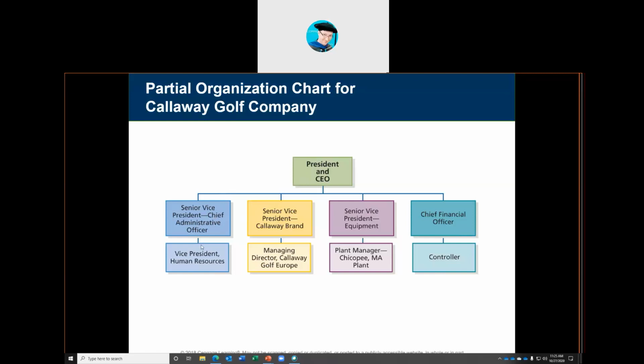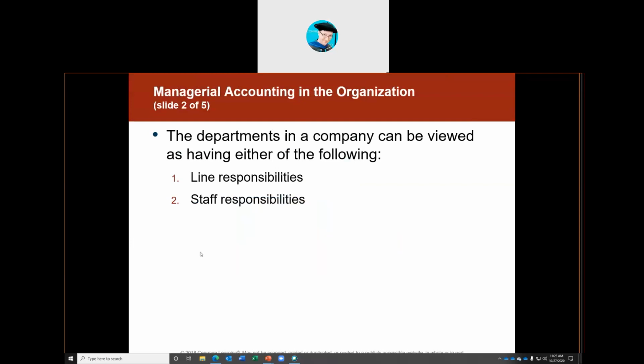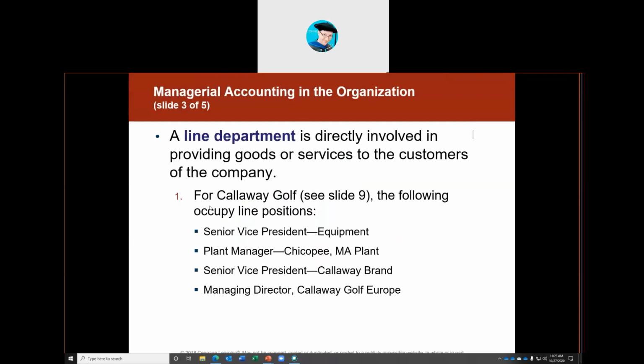That's the important thing to understand here. So each department typically has line responsibilities and staff responsibilities. Line responsibilities or line departments are directly involved in providing goods and services to the customers. For example, the line positions in the organizational chart that we just saw would be your vice presidents and your managers. That's that second line down.